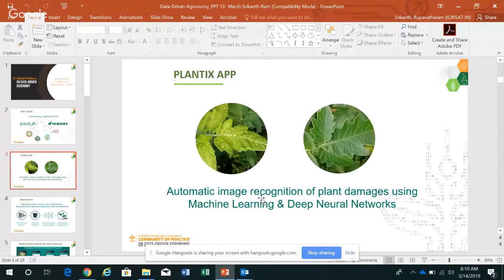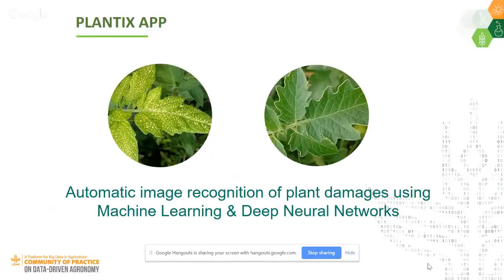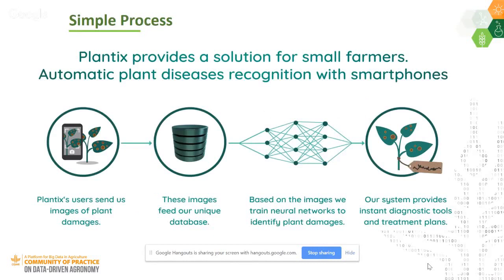So if you can see differences between the two leaves there with our eyes, and we know there is something wrong on the one on the left, then the computer is able to do the same thing using deep neural networks and machine learning techniques. Python software is the backend with which the Android app Plantix works. It is a very simple process.